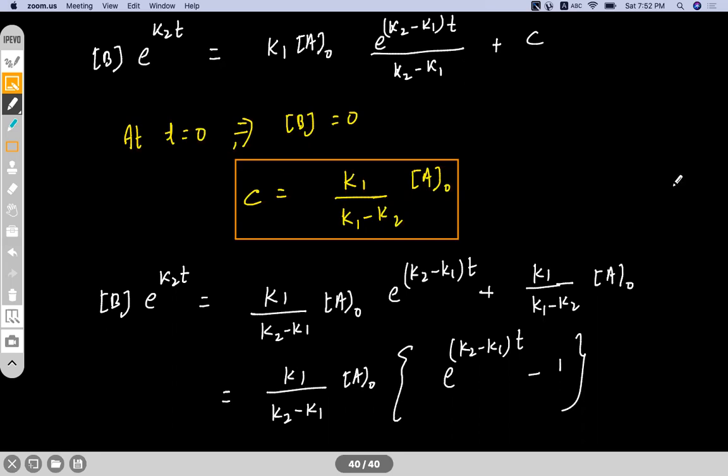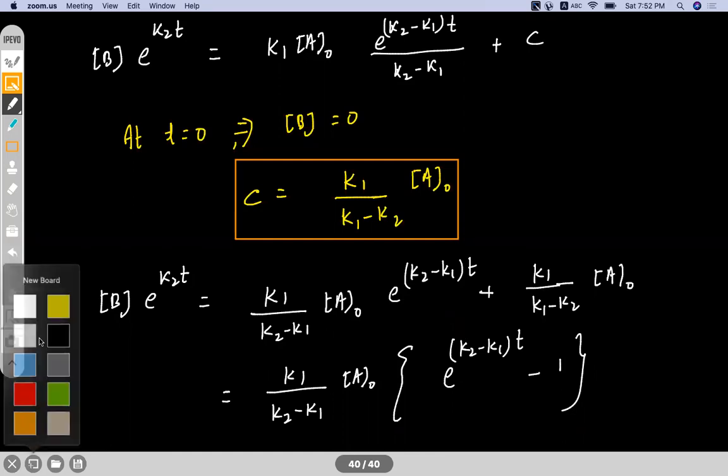Yes, sir. Okay. Now what I'll do, I'll take this e to the power K2T because we need to find out B. So anyways, we have to take this side in the denominator. This e to the power K2T, I'll divide it here. This you keep as it is. This you divide this side. And then you open this bracket also, e to the power K2T into e to the power minus K1T, you will get an expression over there. That's what I'm going to do now.